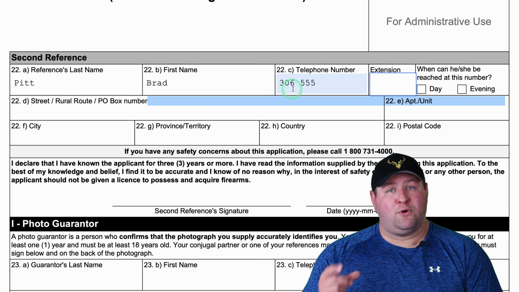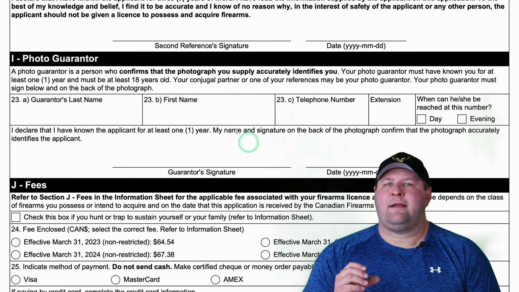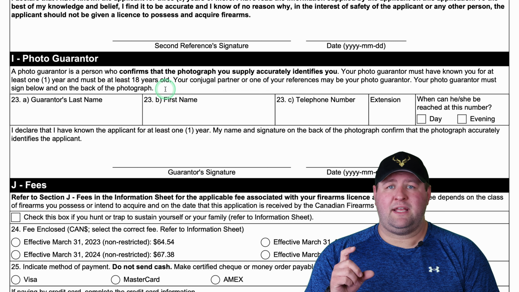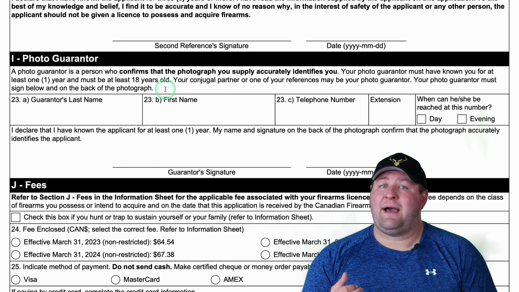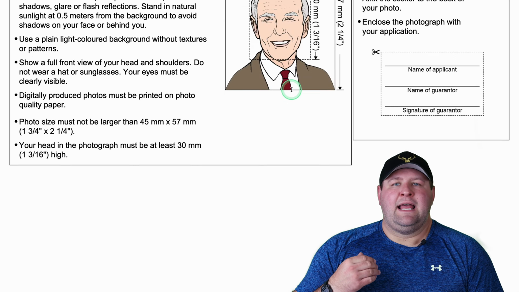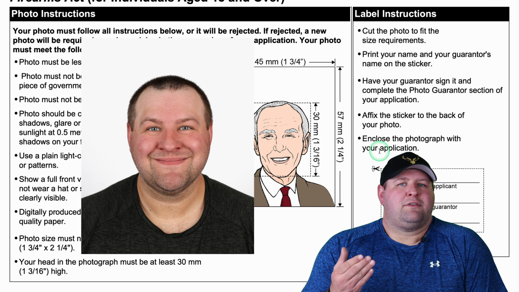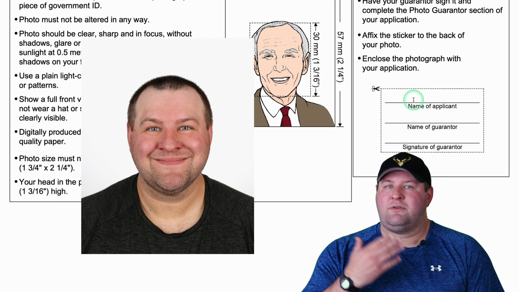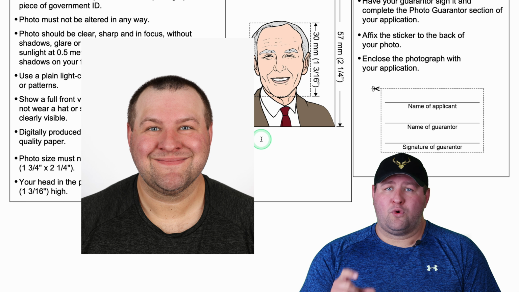So you will need to get a photo taken within 12 months. And I usually recommend people go to like Staples or Walmart and get the photo taken. Make sure you tell them it's for a PAL application, not for a passport. They're different sizes. And you can actually take these at home. Stand against a plain white wall, make sure the lighting's really good, no shadows on your face, and get it printed out on photo paper.